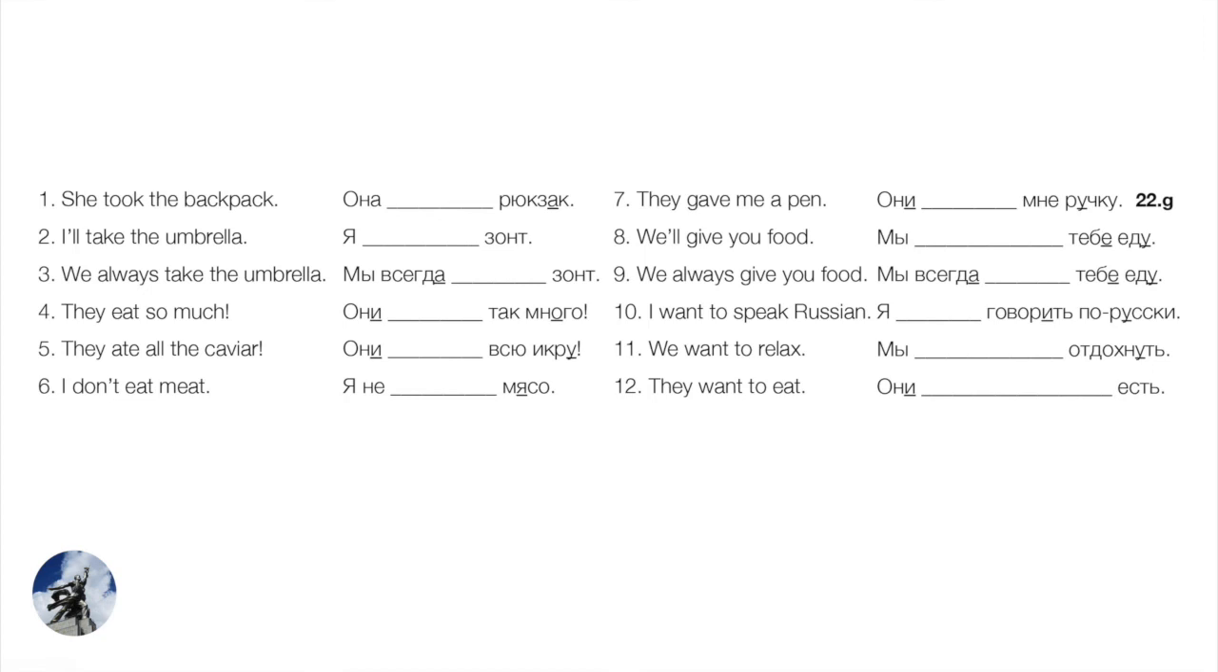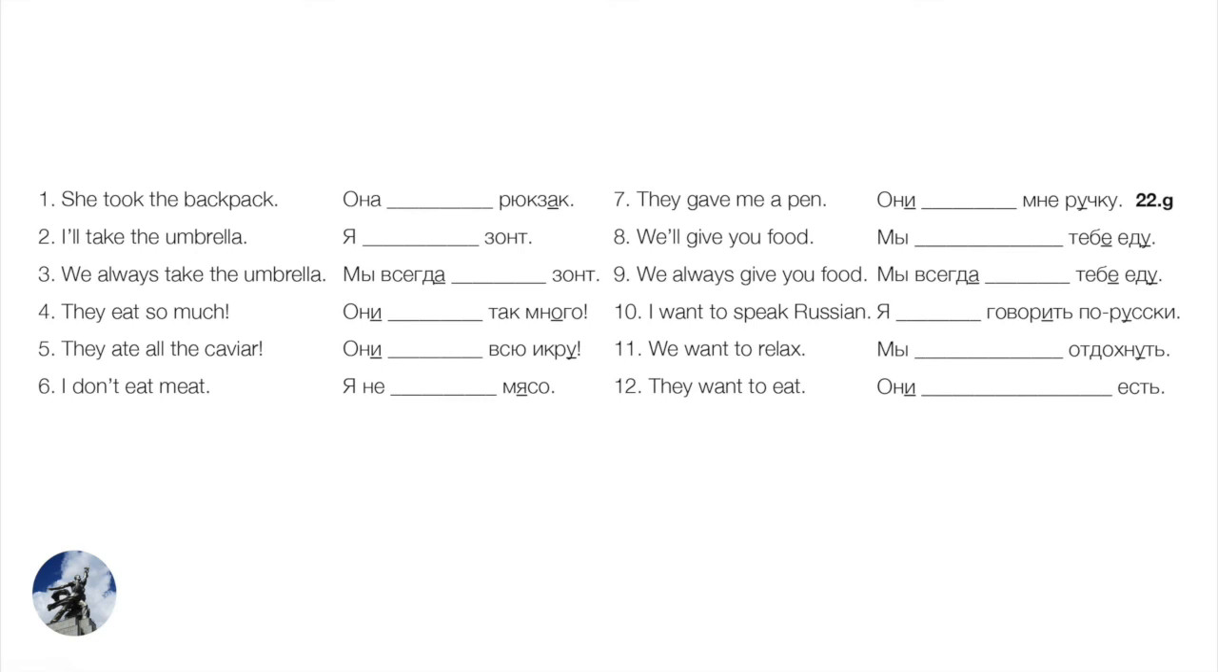Number 3, we always take the umbrella. That's present tense. We also have repetition, of course. Мы всегда берем зонт. Imperfective. Number 4, they eat so much. Present tense, again also repetition, habit, clearly imperfective. Они так много едят. They eat so much.